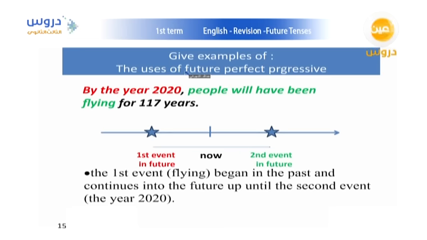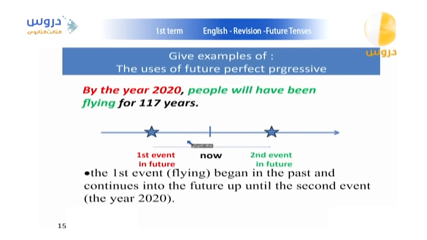Okay, so by the year 2020, people will have been flying for 170 years. So this is a future perfect progressive. So two events: the first event in the future, and we are here now, and the second event in the future. The first event, flying, began in the past and continues into the future up until the second event, the year 2020.